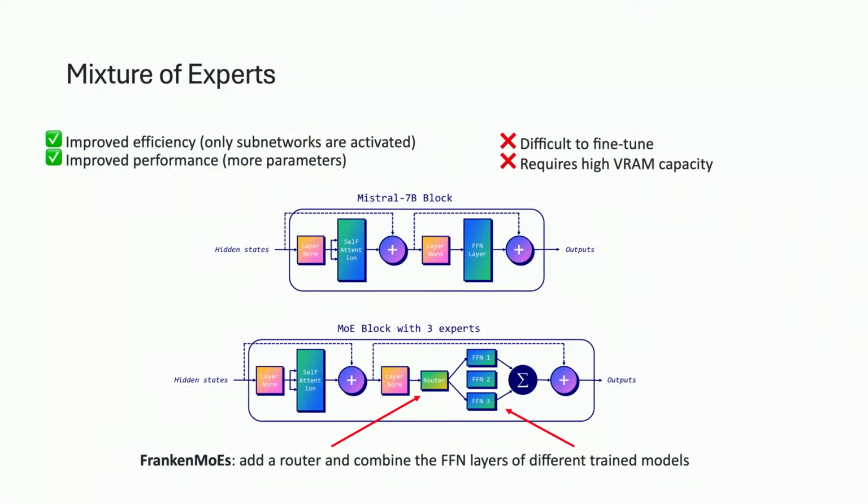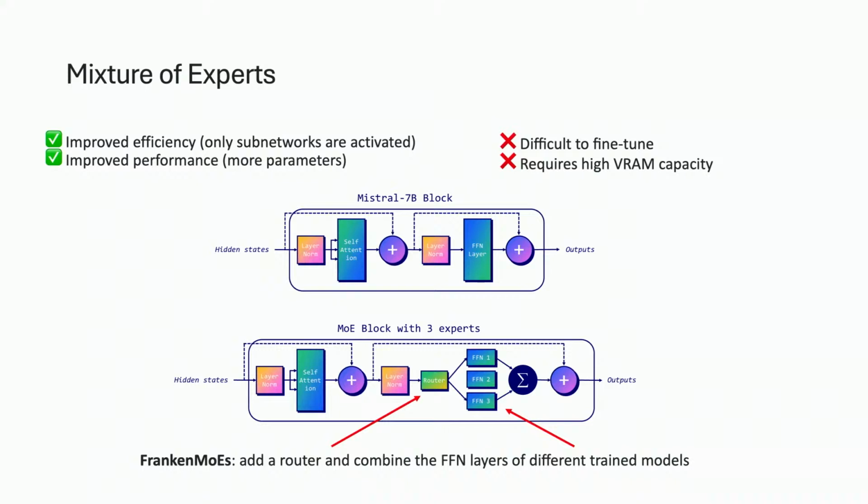No fine-tuning, nothing. And then I want to mention the last technique, which is called mixture of experts. In traditional mixture of experts, you are going to pre-train a model with a router, you can see on the bottom here, and different feed-forward network layers. And you pre-train it from scratch. But you can do something quite smart with merging, where you extract the feed-forward network layers from different fine-tuned models, and you combine them together like this.